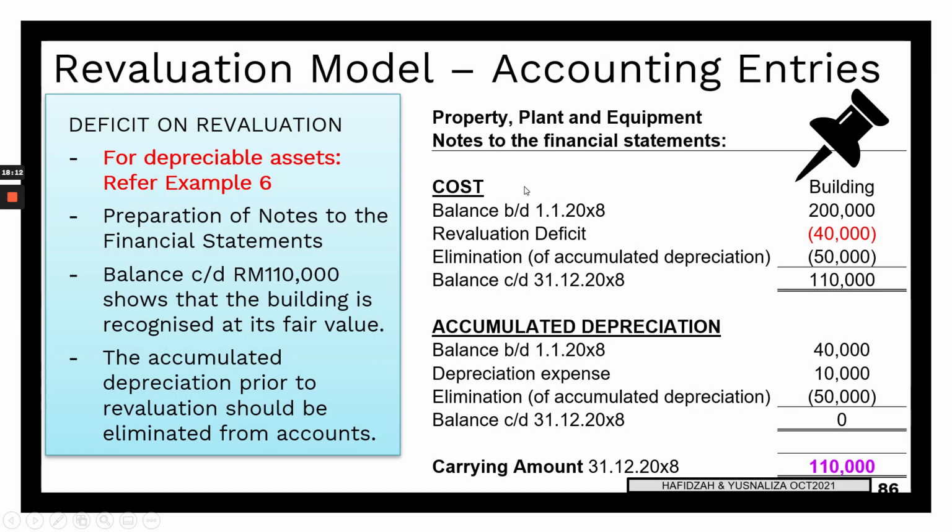Next is the movement of PPE for the disclosure part. You would see that the cost section of the building is showing 110. And if you look, the same situation here, the fair value now is 110, and there is no depreciation since they have been eliminated. It leaves the carrying amount to be at the revalued amount of 110,000 as well, because the accumulated depreciation has been eliminated.